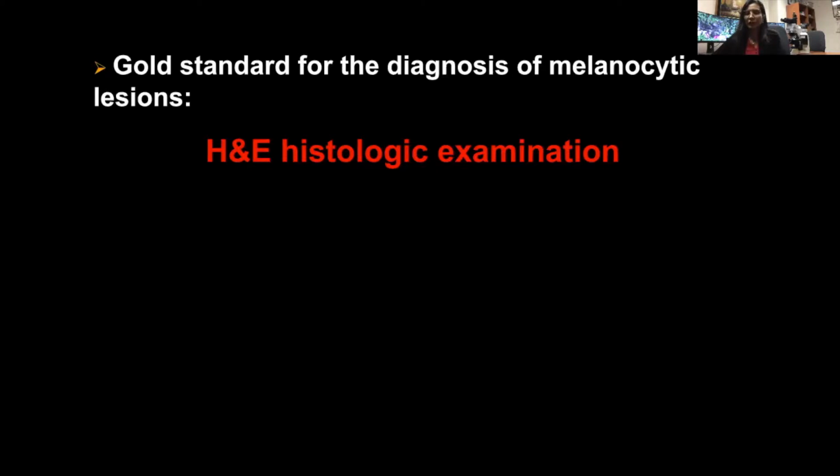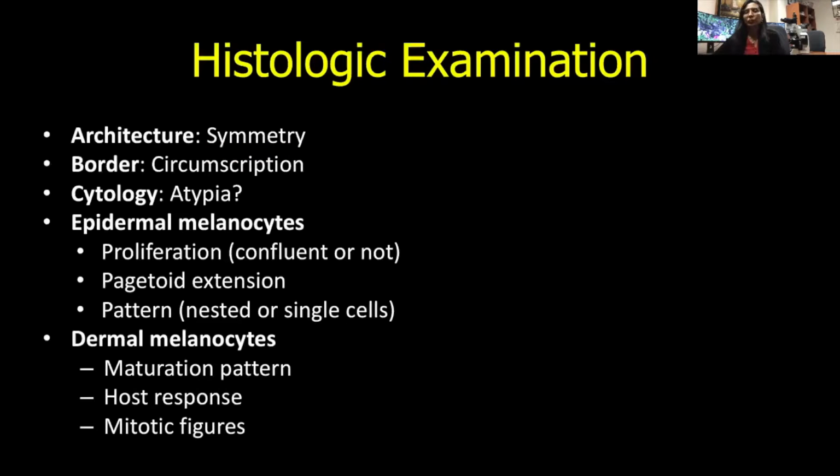In terms of histological examination, as you know, the gold standard for diagnosis of melanocytic lesions is H&E histology examination. In histology, the areas we have to focus on to differentiate benign versus malignant are the architecture, the symmetry, whether the border is well circumscribed or not, and cytology, whether atypia is present or not. In the epidermis, we have to pay attention to whether the proliferation of melanocytes is confluent or not, whether there is any pagetoid extension to the granular layer, and the pattern of growth, mainly nested or predominantly single lentiginous growth pattern.